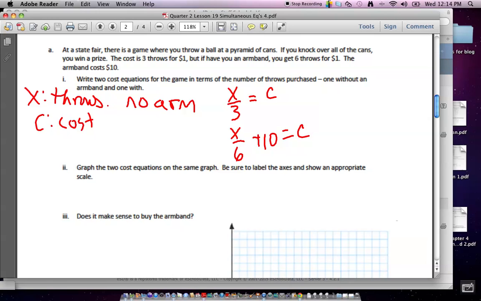And you see the last question here? The second one is to graph it. So you would just graph this. C is like y. So the slope is 1/3, the y-intercept is 0. And here, the slope is 1/6, the y-intercept is 10. You would graph the 2 of them. Then it says, does it make sense to buy the armband? That all depends on how many throws you're going to do. The more throws you make, the more sense it makes to buy an armband.